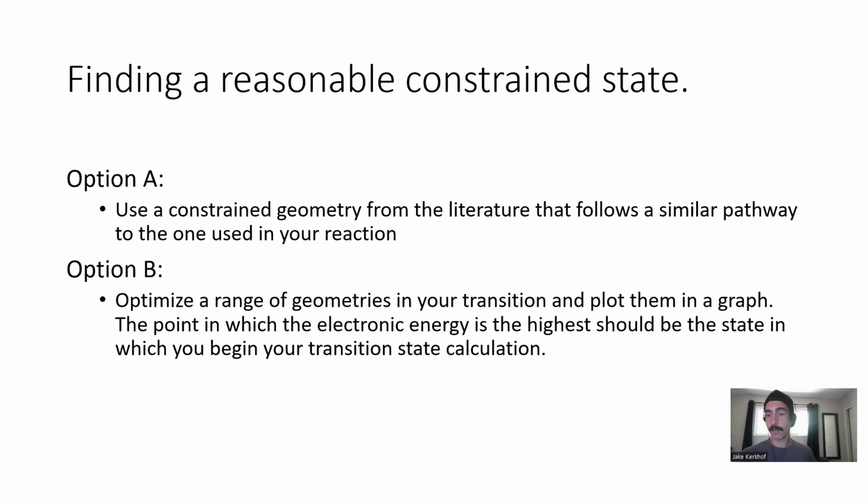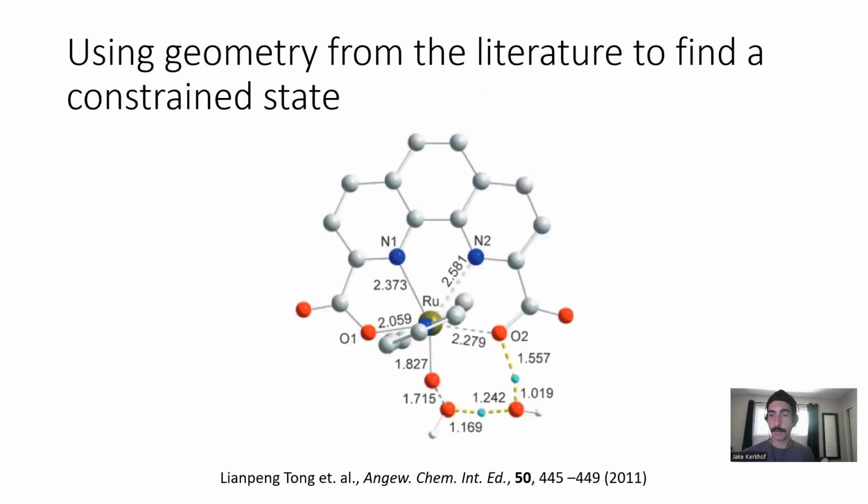Alternatively, if you're trying to optimize a new reaction that hasn't been done before, you want to scan over a range of geometries and plot the data, energy versus whatever range you're scanning, and find the state that has the highest energy and use that as your constraint geometry. So I'll talk about that in a little more detail. But first, I'll show you how it would be done if you're using values from literature.